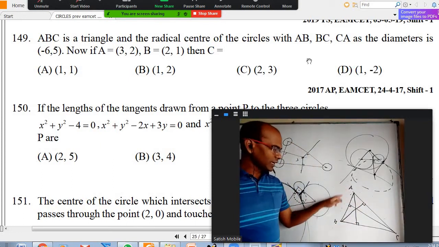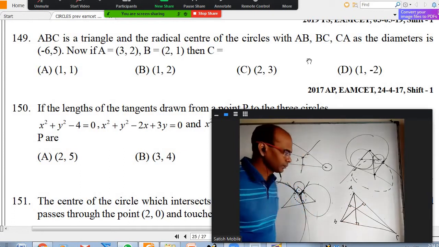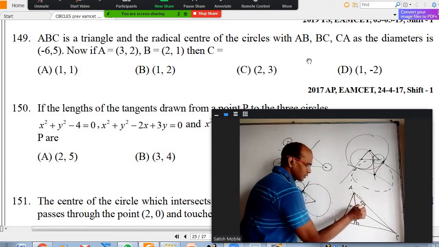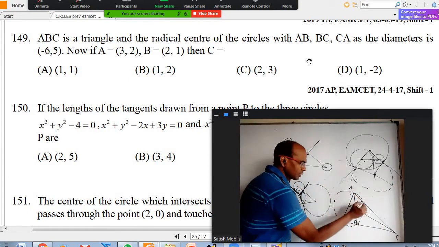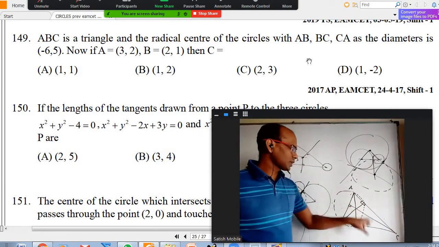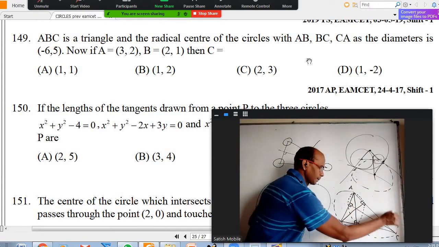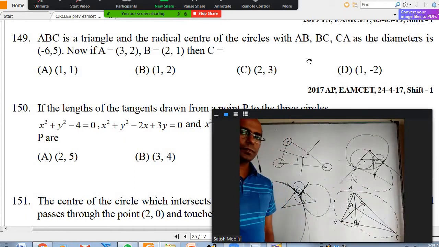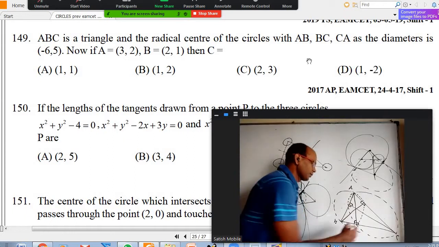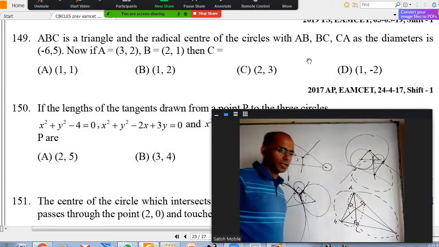If I take a circle with A and B as ends of diameter, definitely it should pass through this point and this point, no doubt about it, because angle in a semicircle is 90. So when you draw a circle with A and B as ends of diameter, it should pass through this and this. When you draw a circle with A and C as ends of diameter, this is 90, this is 90, so it should pass through this and this. Right? So now what is the common chord? It is nothing but this only, which is altitude AL. So AL is a common chord of these two circles, which is the radical axis.